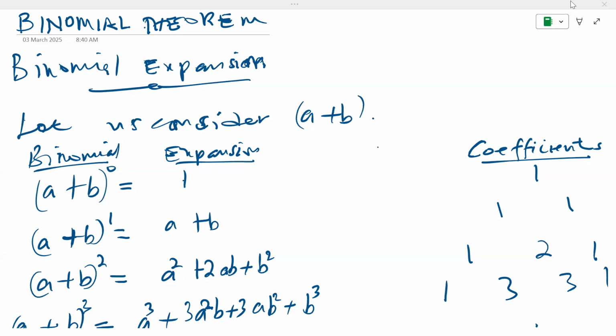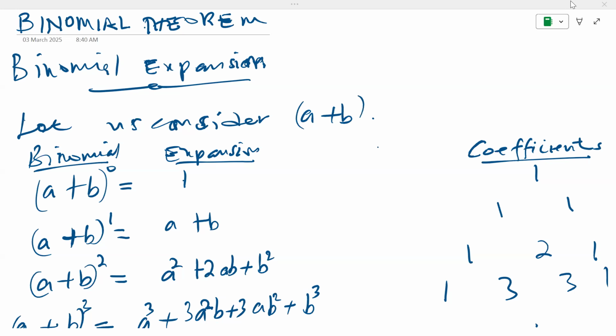Hello, friends. We are moving on to another topic, the binomial theorem. By the end of this lesson, we'll be able to expand any given binomial expansion that will be given to us.